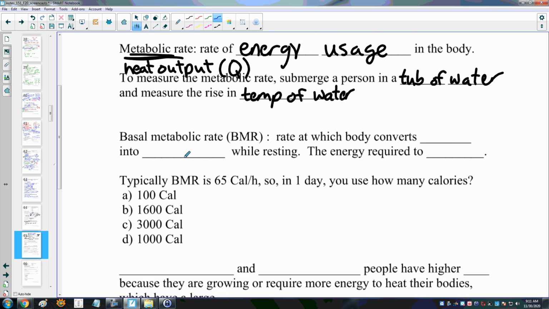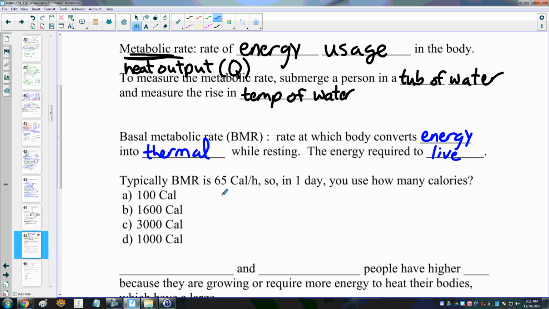When we talk about metabolic rate, we're going to talk about the BMR. That's the basal metabolic rate. That's the rate at which the body converts energy into thermal energy, like your food energy into thermal energy, while resting. This is basically the energy required to live. Typically, your BMR is 65 calories per hour. So in one day, how many calories do you use?